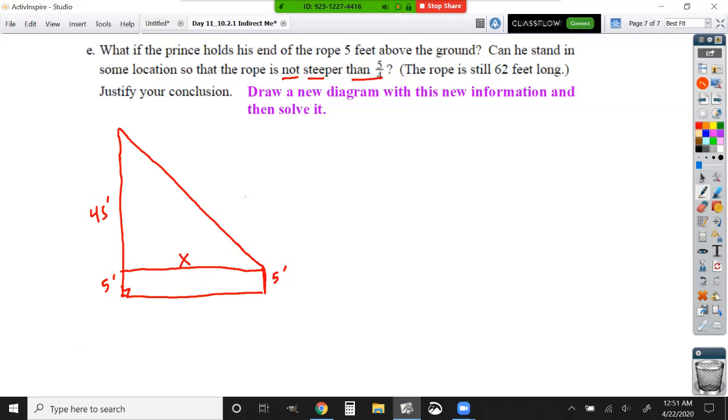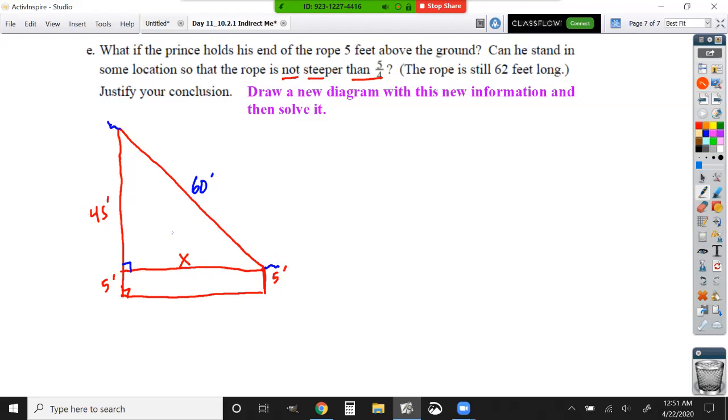So let's see here. 62 feet, but one of those feet is to tie on that end and the other foot is to tie on that end. So he really only has 60 feet. That's how I interpret it. And I want to know how long this has to be. If this is 60 feet and this is 45, what is this distance? And is that distance going to be enough so that it's not steeper than 5/4?